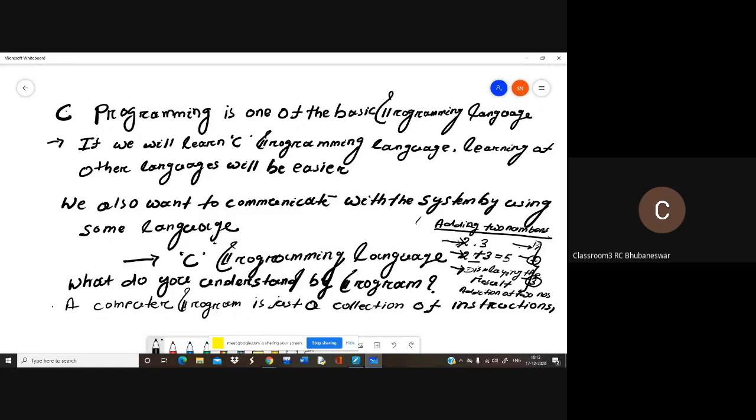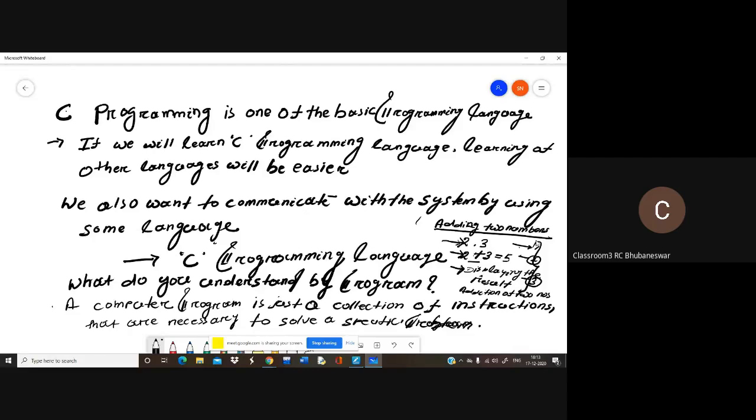So, what is our objective? Why write instructions? We are writing instructions to solve a specific problem. So a computer program is just a collection of instructions that are necessary to solve a specific problem. Is that clear, everyone? That's why we write computer programs.